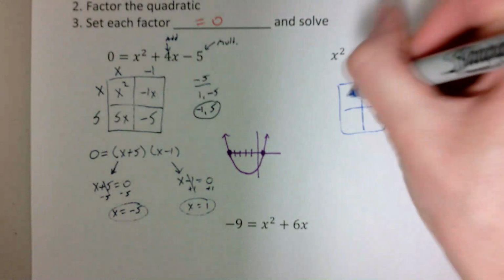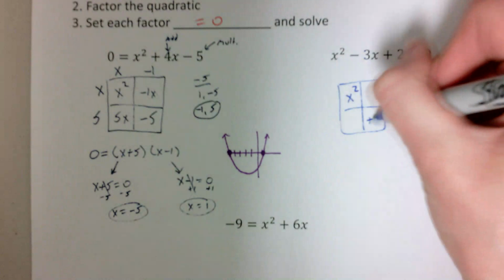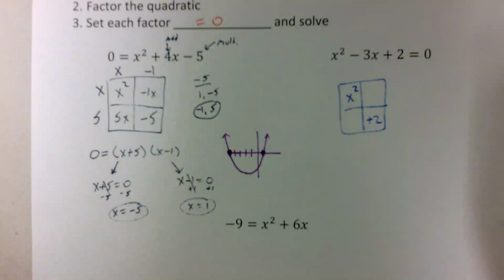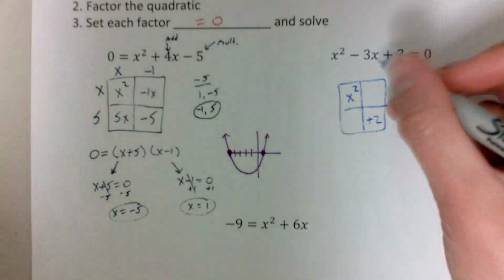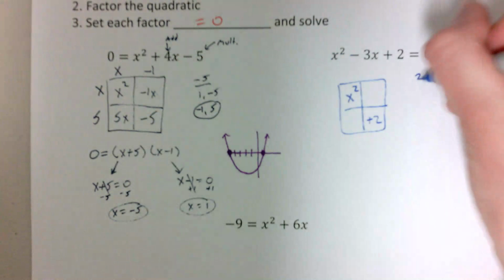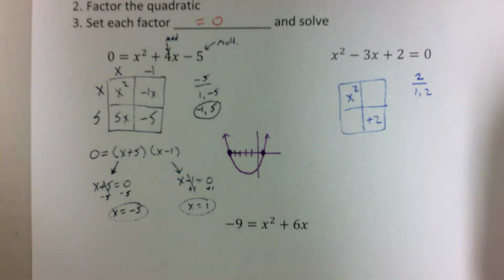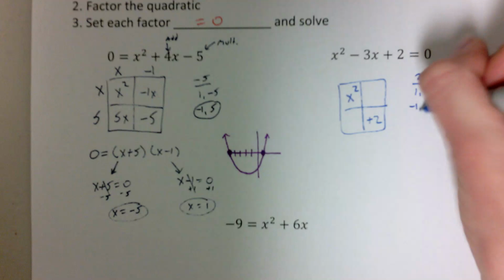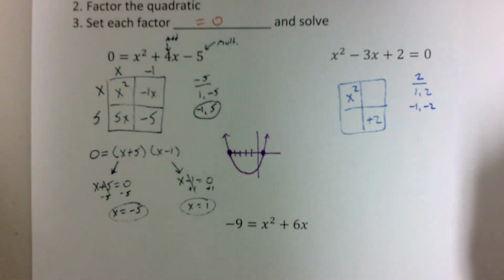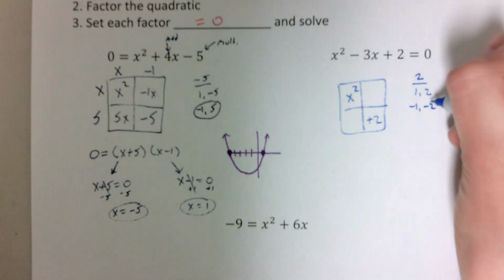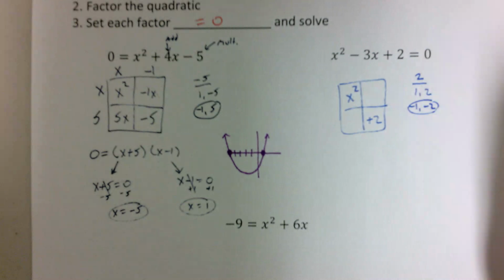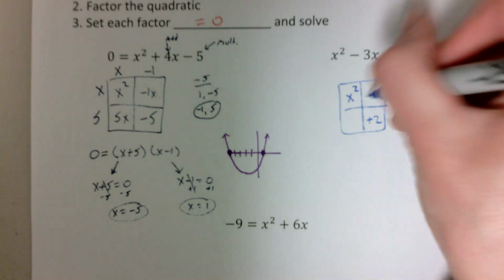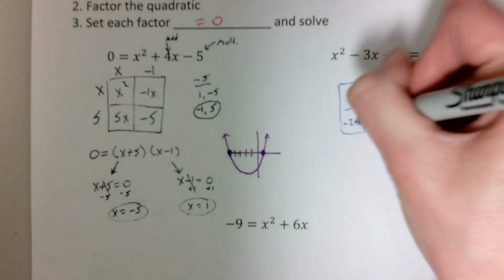Okay, so first thing goes in the first box, last thing goes in the last box. And I need two things that multiply to 2 and add to -3. So things that multiply to 2, 1 times 2. And then be careful, the one that gets overlooked the most, -1 and -2, also multiply to +2. And in this case, that's the pair that I need to get them to add to -3. So I'm going to put -1x and -2x in my boxes.